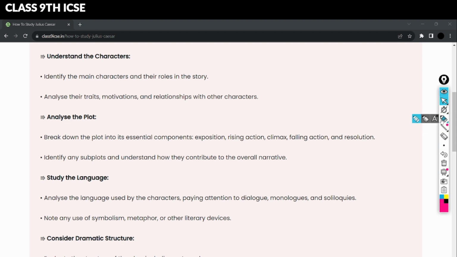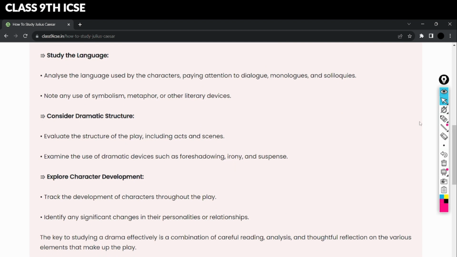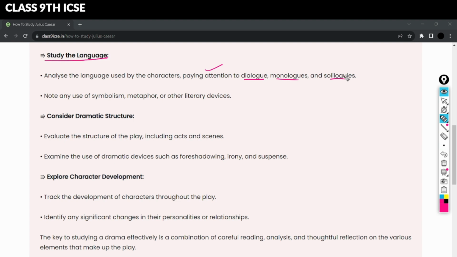How is that possible? Let's understand. It is possible when you study the language. See children, studying the language is something that will help you to understand and get along with the entire play. So studying the language requires paying attention to all the dialogues and some special monologues as well as soliloquies. I'll be explaining these terms to you as we get along in the play. Okay? Apart from these, you need to identify the use of symbolism, metaphors, other literary devices, oxymoron, personification, etc.